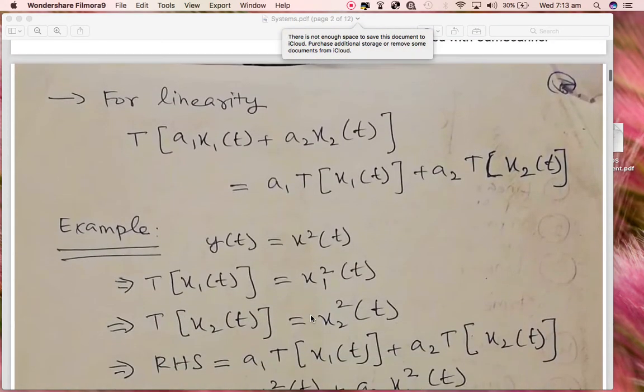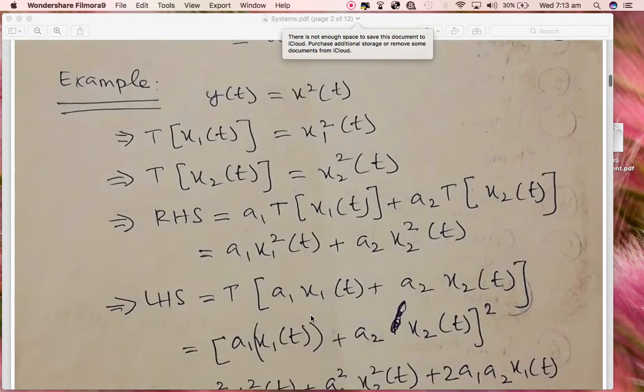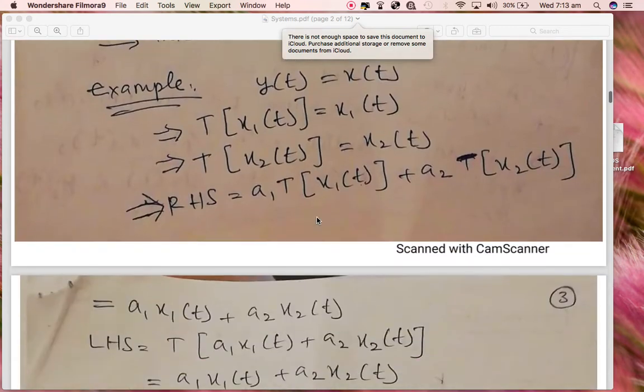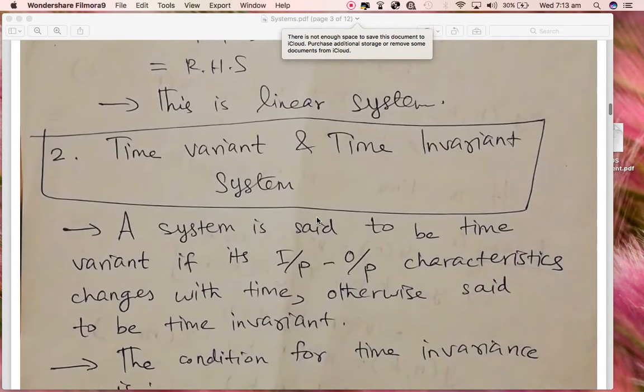We have any kind of system which is explained by any equation, and we have to see whether, for linearity, it is obeying this condition or not. If it is obeying this condition, then the system would be linear, otherwise it will be a non-linear system.